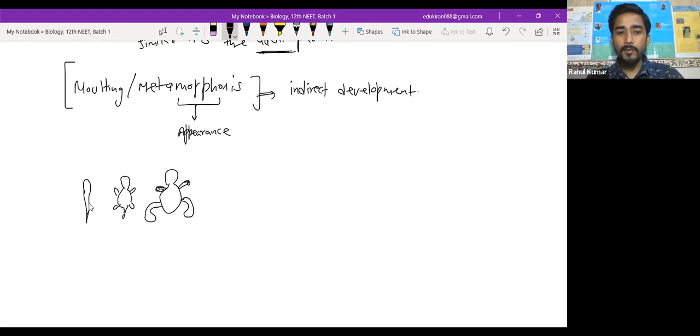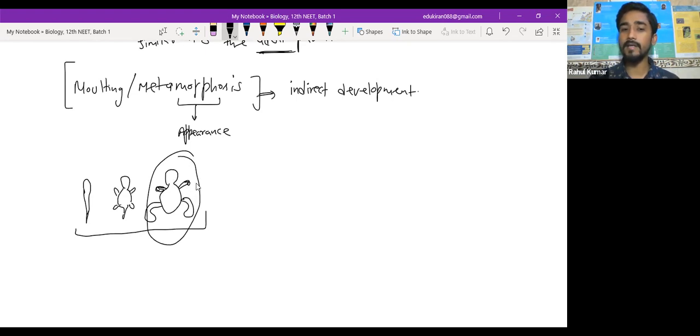Yes, sir. The tadpole had no appendages. So over time, these appendages come up and this stage starts resembling the parent. This was very different from the parent. So it's clear what indirect development is, where the organism develops through stages, where the initial stages do not resemble the mature parent. Is it clear? Yes, sir.